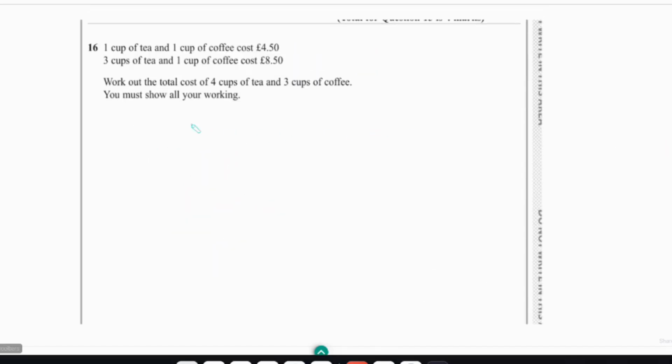1 cup of tea and 1 cup of coffee costs £4.50. 3 cups of tea and 1 cup of coffee costs £8.50. Work out the total cost of 4 cups of tea and 3 cups of coffee. You must show all your working. Right, well, you may or may not have spotted this simultaneous equation. If T is the price of a cup of tea and C is the price of a cup of coffee, T plus C is £4.50. I'm going to do something similar for this bottom sentence. 3T plus 1C, £8.50. So we need to work out the cost of 1 cup of tea first, and then the cost of a cup of coffee.